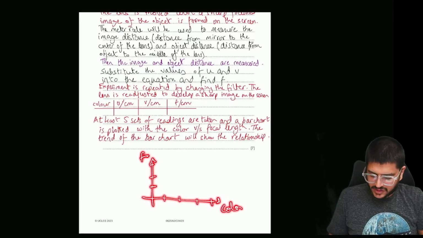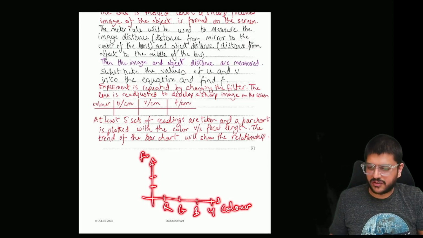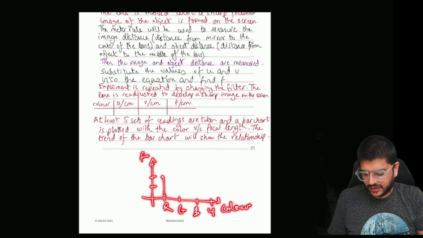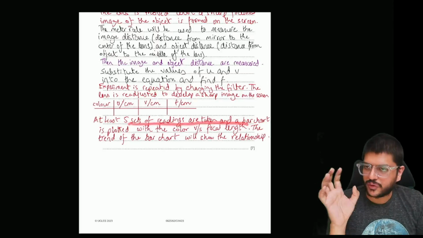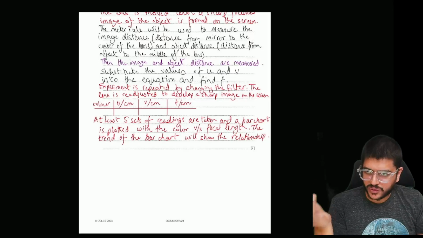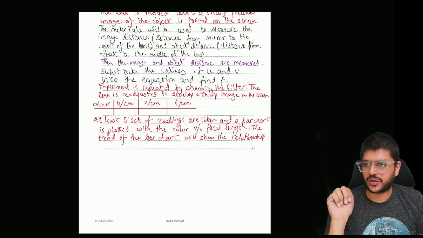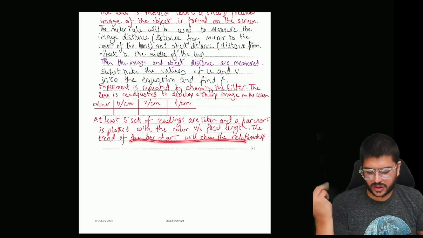You don't have to make this graph. This is just for your understanding. So red, green, blue, violet, and so on. For red, this was the focal length. You have a point. For green, this was the focal length. For blue, this was the focal length. So and so forth. So at least 5 sets of readings are taken. And if you have one axis which you can't put numbers on, then you plot a bar chart. A bar chart is plotted with the color versus the focal length. The trend of the bar chart will show the relationship.